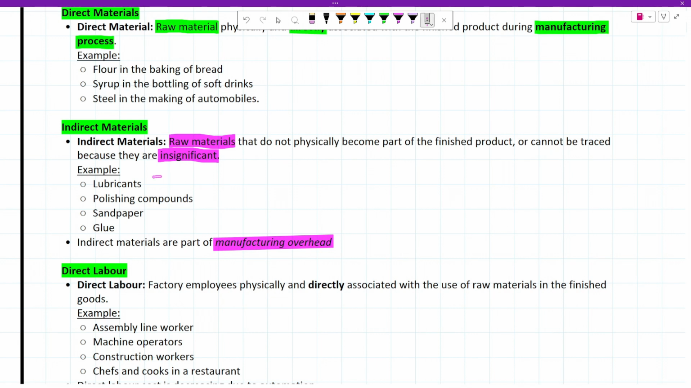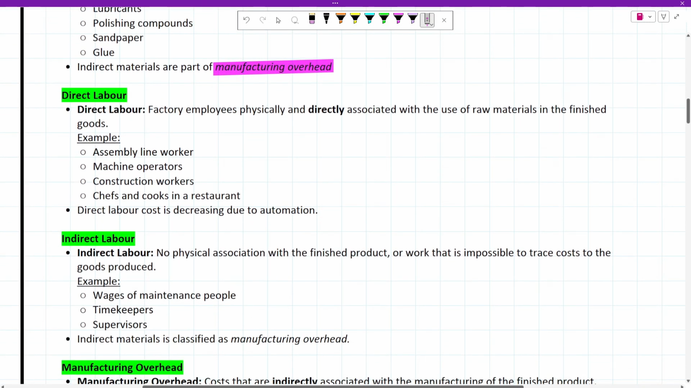For a bigger example, if we include glue in our phones to keep the glass connected to our frame, we would consider this an indirect material because the glue isn't really calculated, and its size and impact on the phone is so insignificant that we don't even calculate it as a direct material. So direct labor.